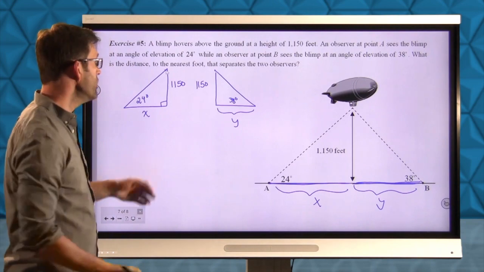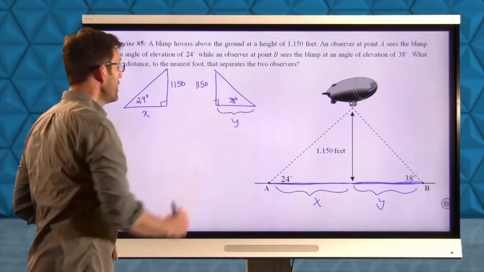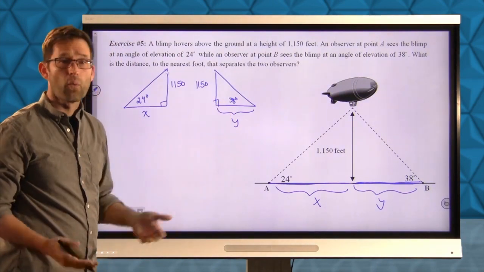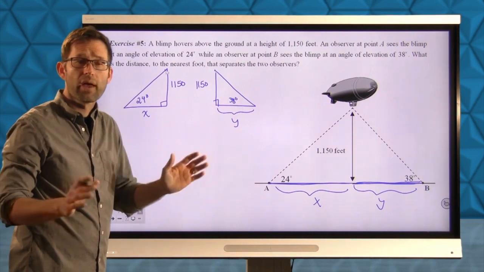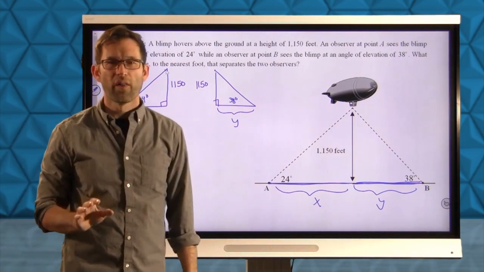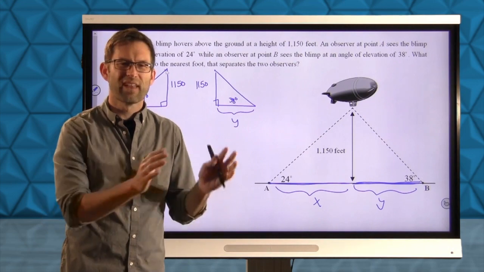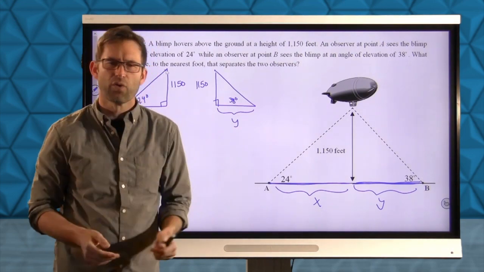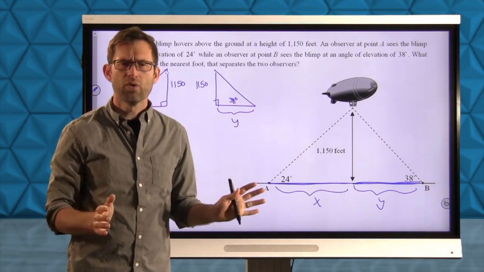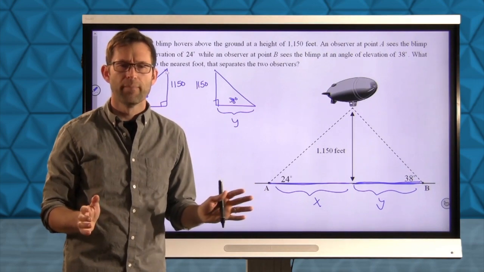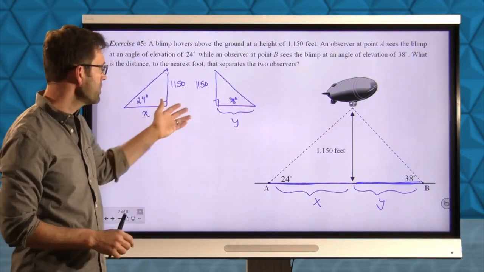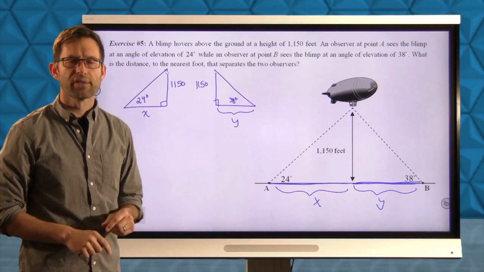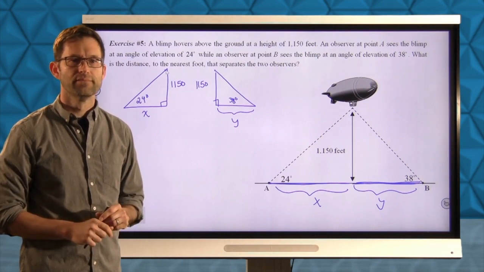And now what I have to do, no great shock, is solve for x, solve for y, and then add them together. We'll do that addition all at once, so that we don't have to get a messy value for x and a messy value for y, then put them in our calculator. We're going to do it all at once. But what I'd like you to do is set up some trig ratios to solve for x and y, and then we'll take it from there.